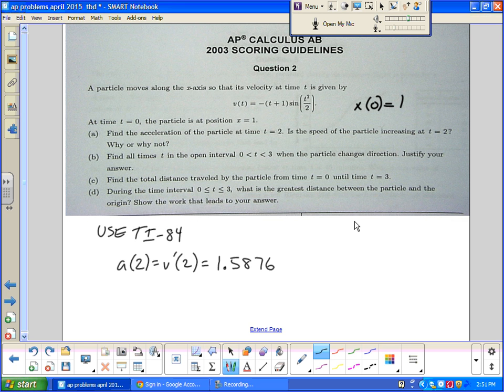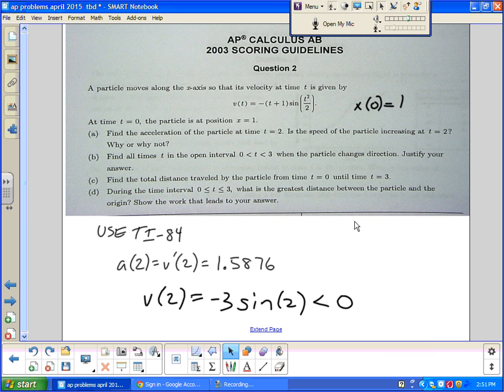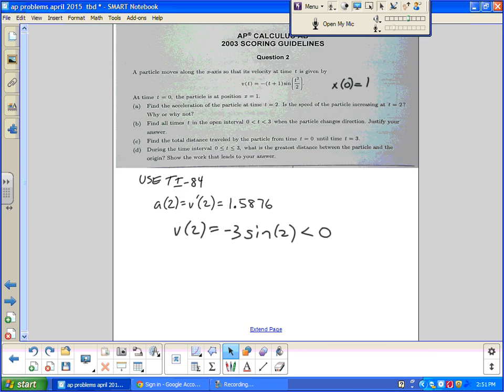So in this case, I have to figure out what V of 2 is. Now, when I put 2 into the equation, and you've got to be in radians, I see that V of 2 is equal to negative 3 sine of 2. And when you put that in your calculator, all I care about, guys, is that this is less than 0. So let's be clear. The velocity is negative. The acceleration is positive. Thus, the speed is decreasing. Okay? So the answer here is speed is decreasing.